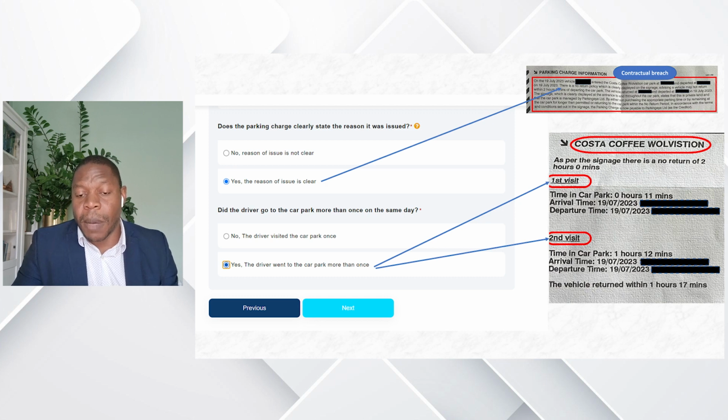Did the driver go to the car park more than once on the same day? This is actually a very important point, and I'll explain to you why later on. But in this case, we simply answered yes, the driver went to the car park more than once.